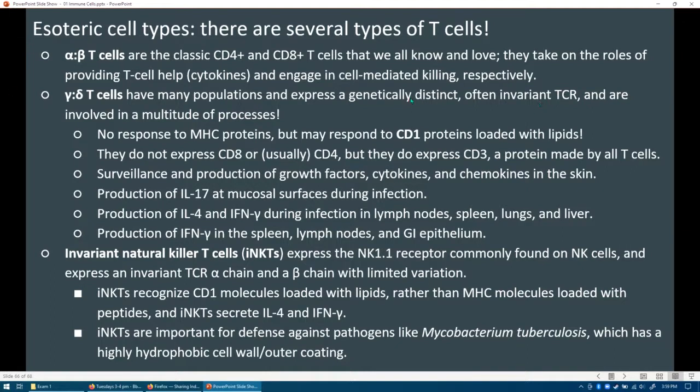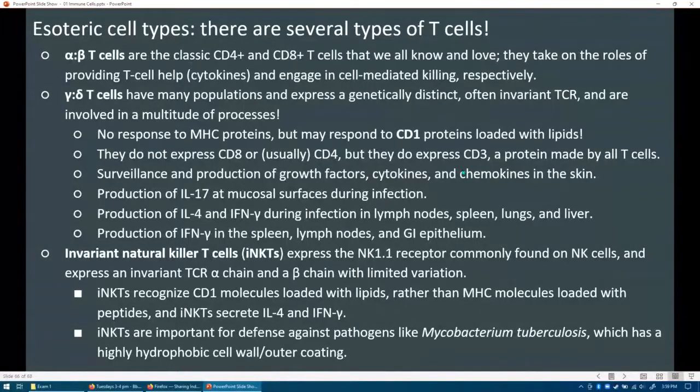So these gamma delta T cells frequently recognize many of the same antigens, and they are involved in a multitude of processes. They don't respond to MHC proteins, but they may respond to other antigen presentation molecules that are a little bit strange: CD1 proteins that have been loaded with lipids. They usually don't express CD8 or CD4, but they do express CD3, which tells us that they are indeed a T cell subset.